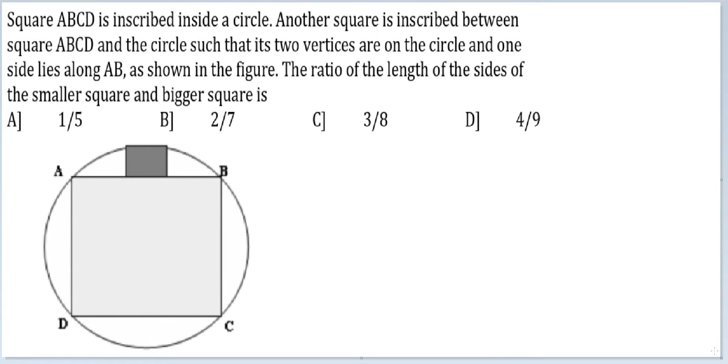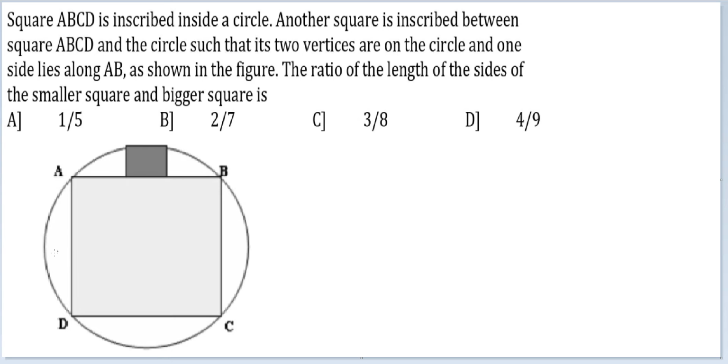Let's look at this question. Square ABCD is inscribed inside a circle. Another square is inscribed between square ABCD and the circle such that its two vertices are on the circle and one side lies along AB as shown in the figure. The ratio of the length of the sides of the smaller square and the bigger square is?